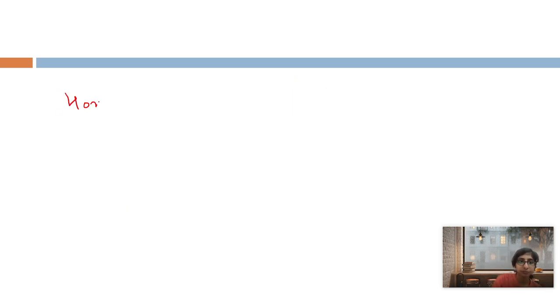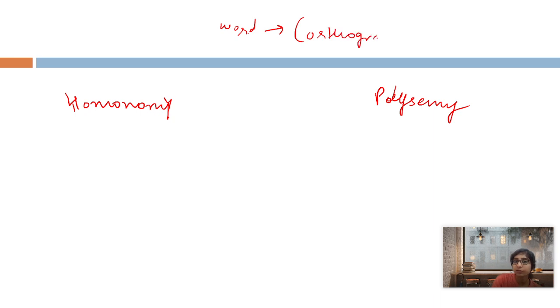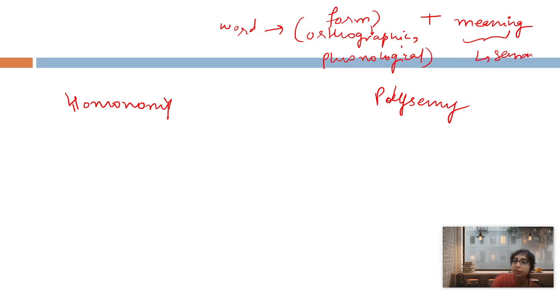Homonymy and polysemy. Given any word, we can categorize it into two parts. One is the form part and one is the meaning part. What meaning does it refer to? And in form, further we have the orthographic form and the phonological form. And in meaning, what is the semantic meaning of it? What does the word mean in a particular context?